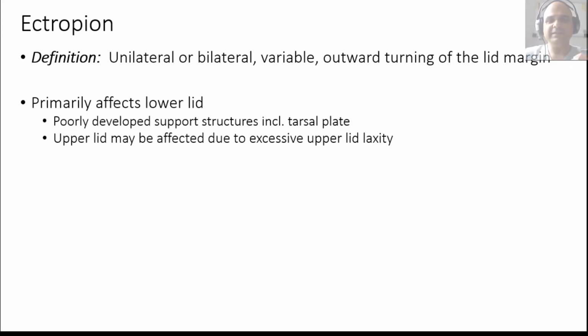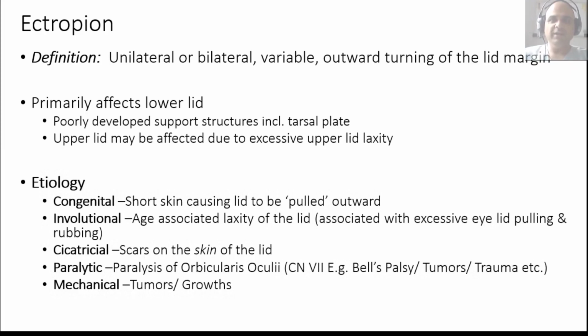If you have excessive lid laxity due to a weak tarsal plate, you can develop an upper lid ectropion, but by and large, it's mostly something that's seen in the lower lid. There are about 5 different causes or reasons that you can get an ectropion.